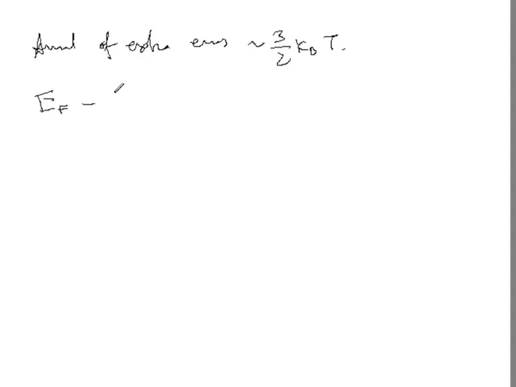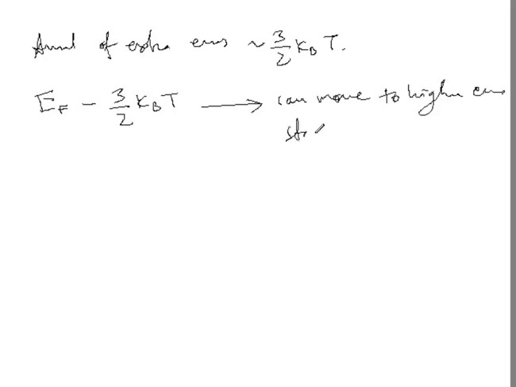Let me write this down. So the amount of extra energy is about 3/2 kBT. Therefore, electrons with energies above EF minus 3/2 kBT can move to higher energy states through collisions.